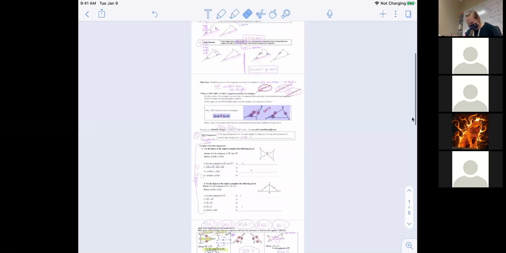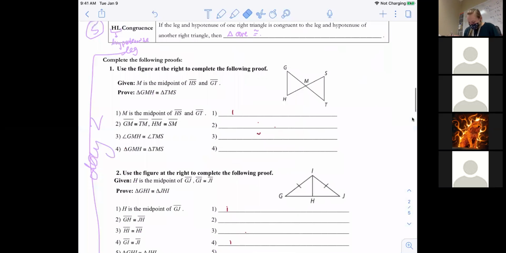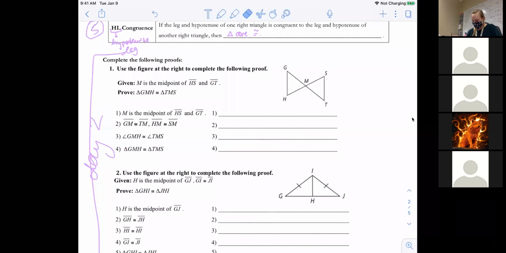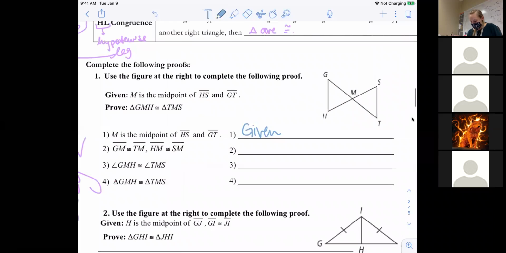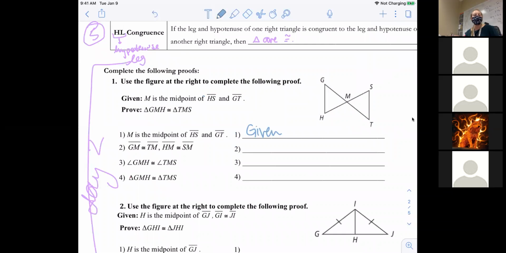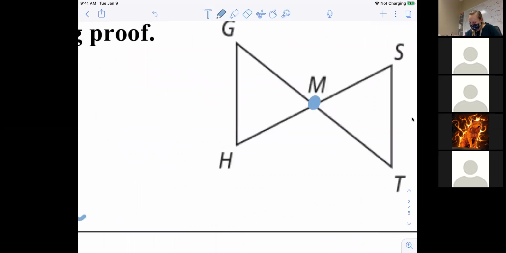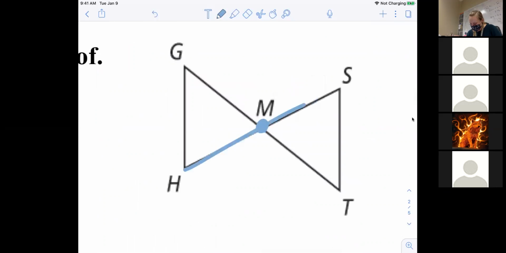Okay, so we're looking at the proof. How do I start every proof? Given, very good. So I'm going to write given on the first step. It says M is the midpoint of HS and GT. Okay, that's given. Let's go over to my picture and look at that. I'm going to mark that M is the midpoint. If M is the midpoint of HS, then what do I know? They're congruent, right? I can break it apart to say HM is congruent to SM.